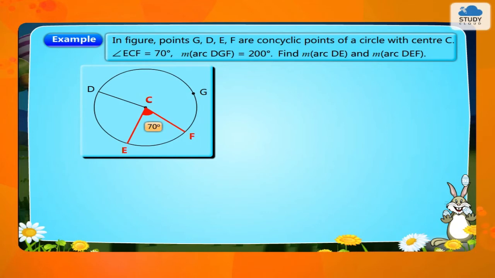Angle ECF is equal to 70 degrees. Measure of arc DGF is equal to 200 degrees. Find measure of arc DE and measure of arc DEF.